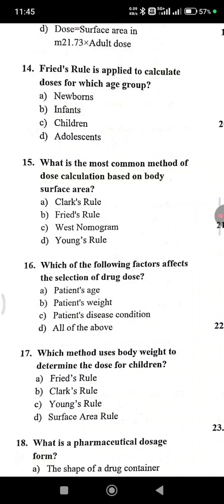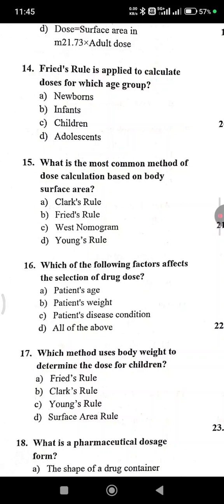Let's go to question number 16. Which of the following factors affects the selection of drug dose? That is option D, all of the above. Patient's age, patient's weight, and patient's disease condition all affect the selection of drug dose.